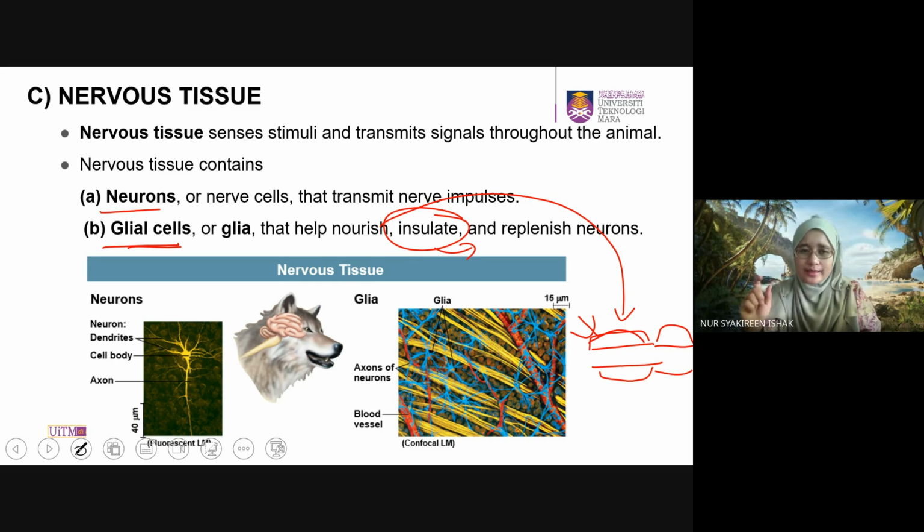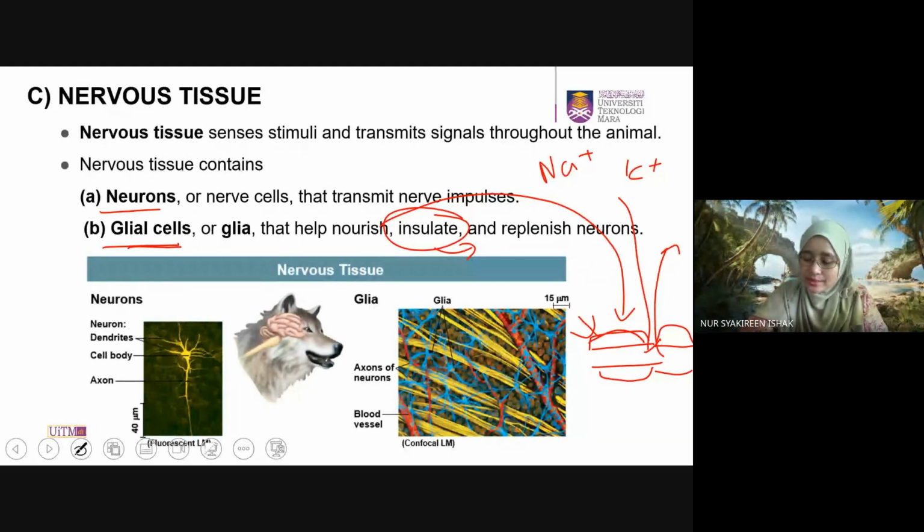Apa yang membolehkan neuron ni boleh transmit impulse? Dia disebabkan oleh along the axon, ions will move in and out of the axon of the neuron, ions such as sodium ion and also potassium ion. This ion will move in and out of the cell, causing the membrane of the cell to change its voltage. So that creates electrical impulse. Actually, electrical impulse is from the movement of ions going in and out of the neuron.